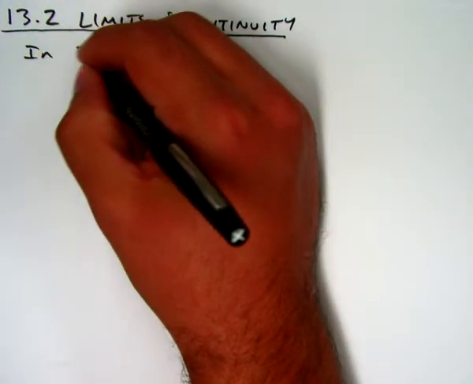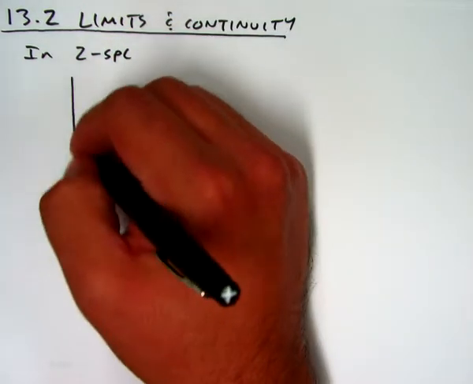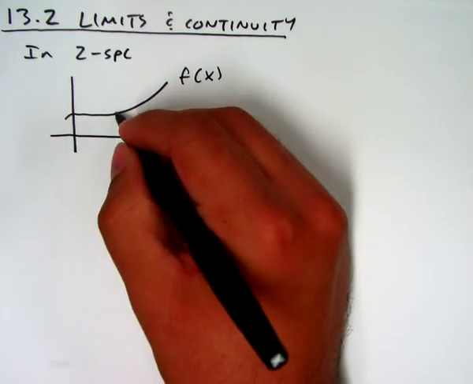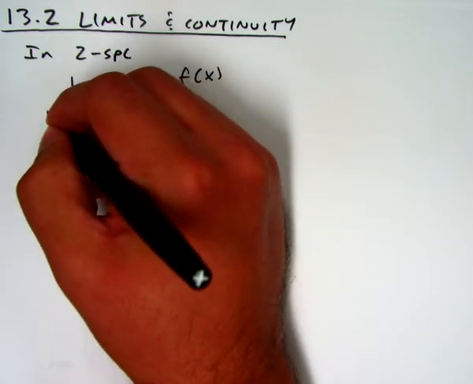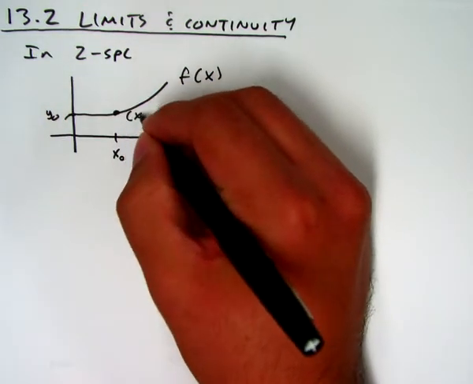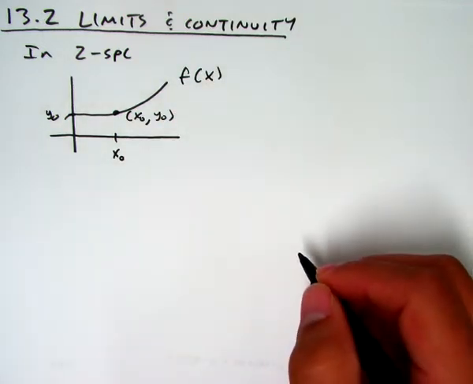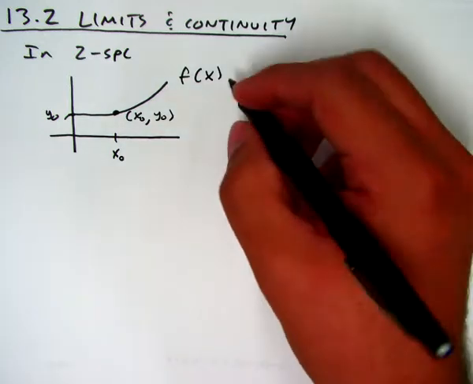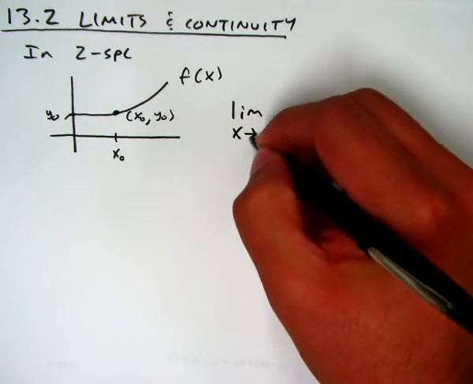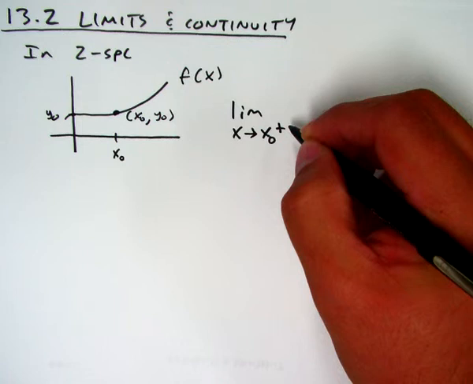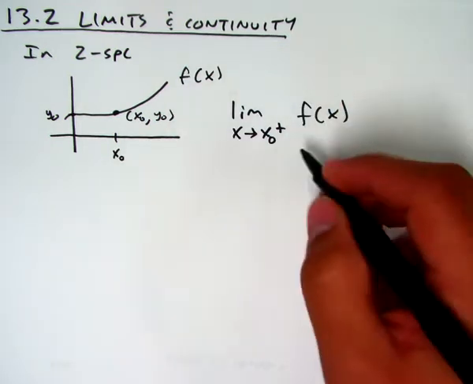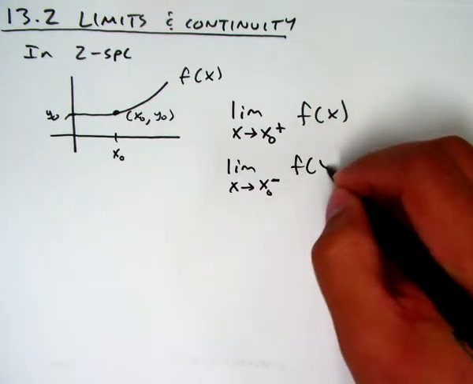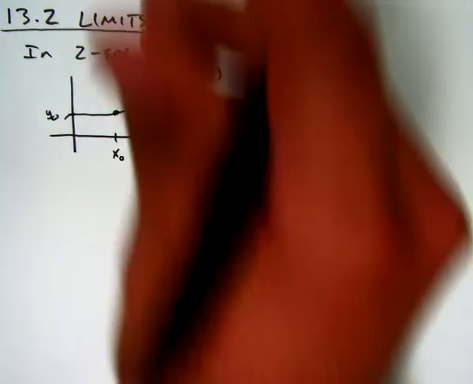In 2 dimensions, so what you guys are used to dealing with, if you have a function f of x, and we have a point at x naught, y naught, one intuitive way of knowing whether the limit at a point exists is to say that if the limit as x approaches this x value, x naught, from the right of f of x, equals the limit as x approaches that same x value from the left, that's one way to argue that this limit is there and that it exists. You guys remember talking about that, right?